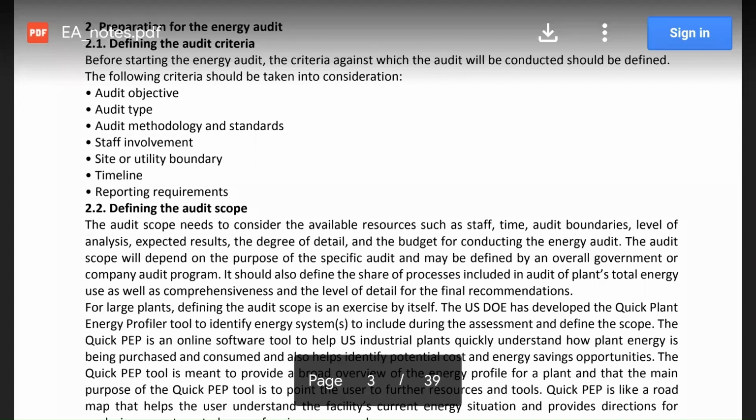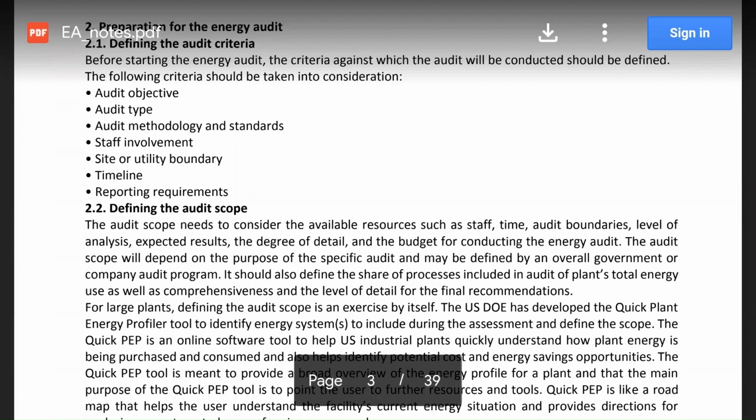First is the audit objective. As we discussed in the last class also, the company or the industry which is undergoing the audit should have a clear idea about the objective which is desired. It could be cost saving or testing the efficiency of the existing energy management plan. It could be either, or it could be some other objective which is not included in this.